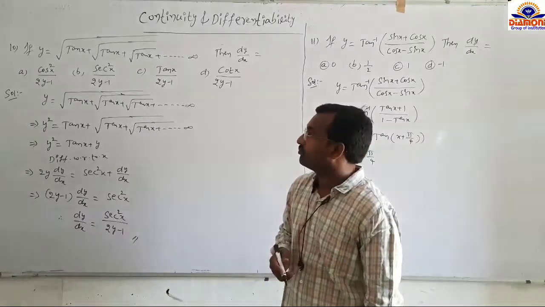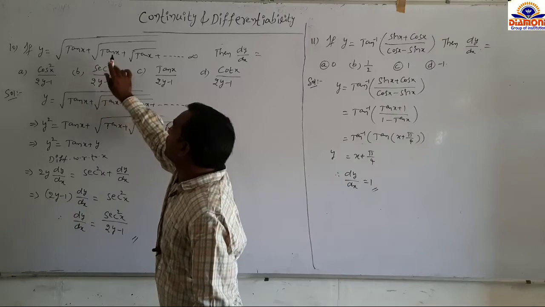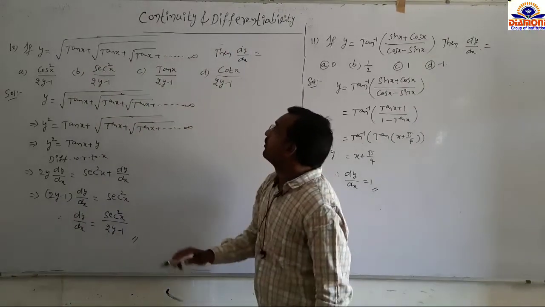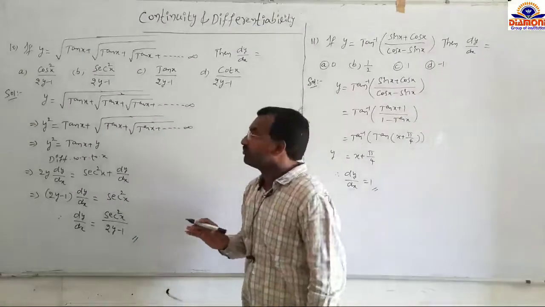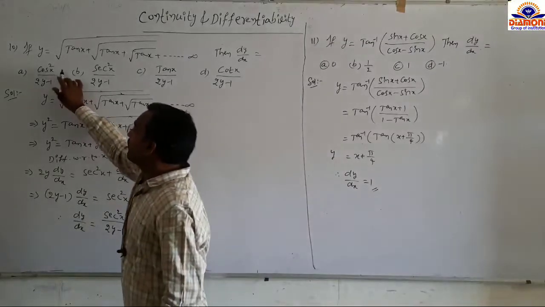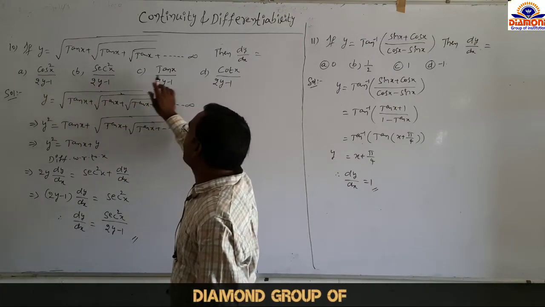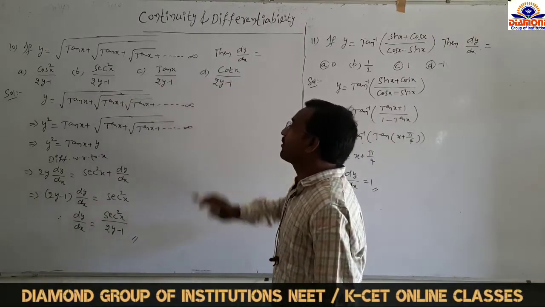Next problem. If y equal to under the root of tan x plus under the root of tan x plus under the root of tan x plus and so on up to infinity, then dy by dx equal to. This model is important. Option A, cos square x by 2y minus 1. Option B, sec square x by 2y minus 1. Option C, tan x by 2y minus 1. Option D, cot x by 2y minus 1.